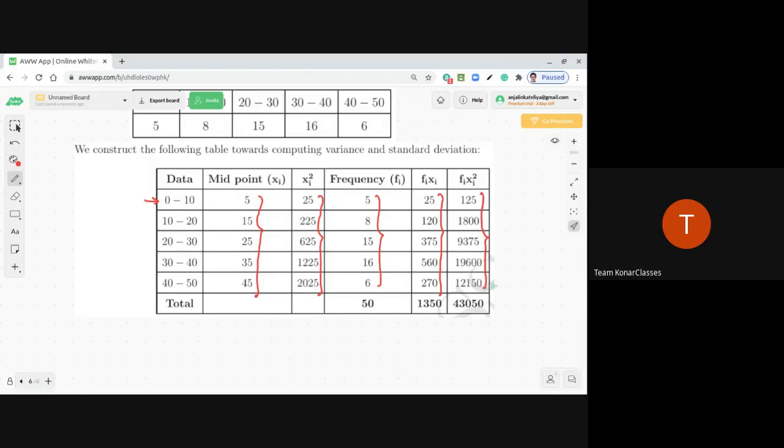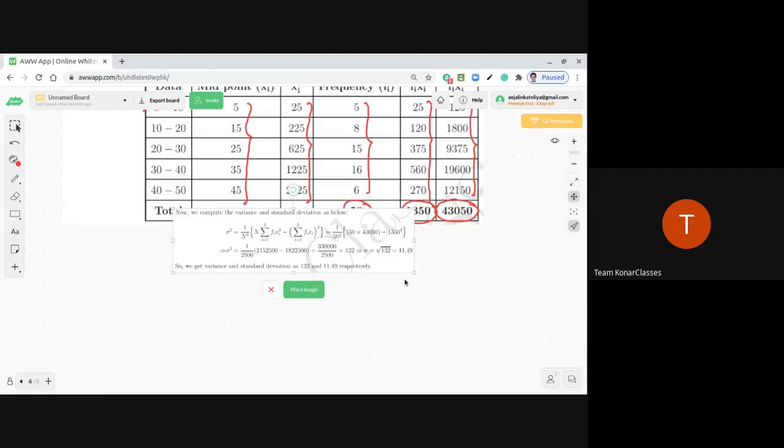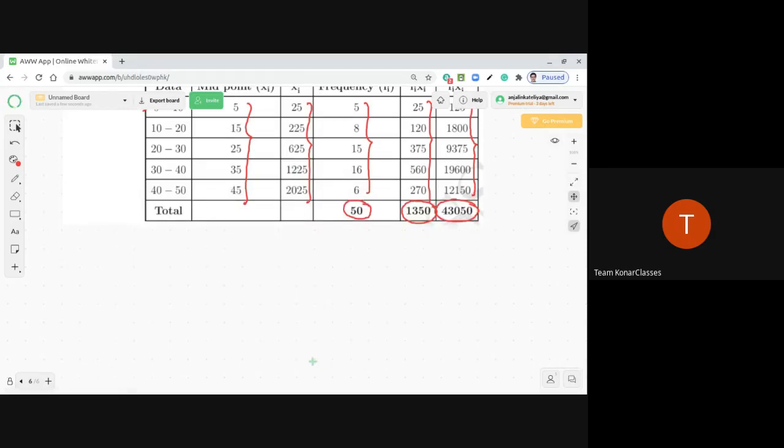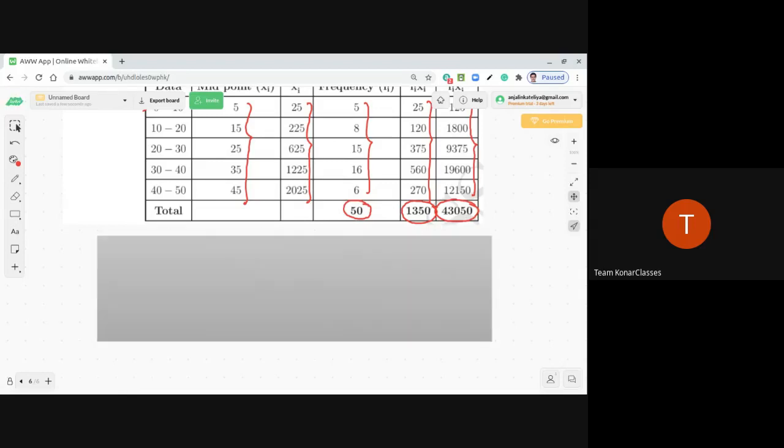And then we take all these three sums: summation of Fi, summation of Fi into Xi, and summation of Fi into Xi square. Now these three values will help us compute because of the shortcut method. And we will get the values something like this. So now I hope you get a fair idea why this shortcut method is more meaningful. So please have a look into it.